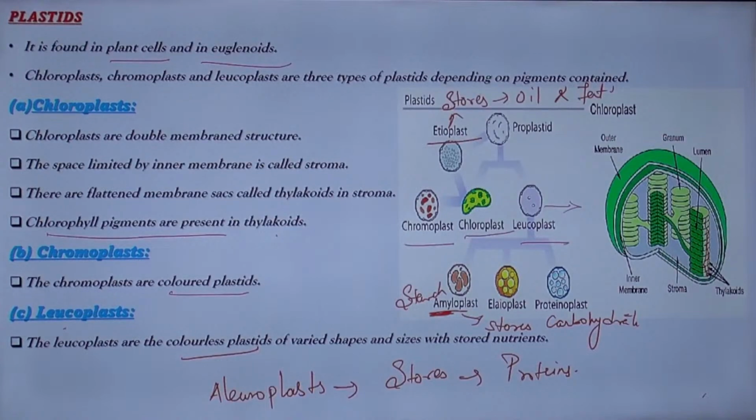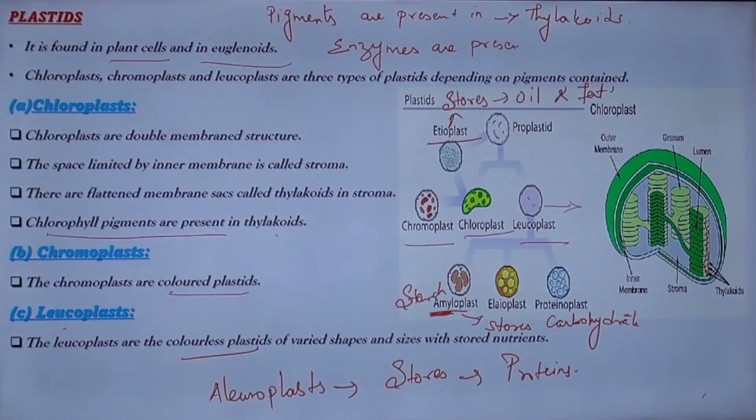Here we can see one more point also. You may ask questions like this: pigments are present in what? Thylakoids. Okay. Then enzymes are present in stroma. So this is also your NEET examination question.